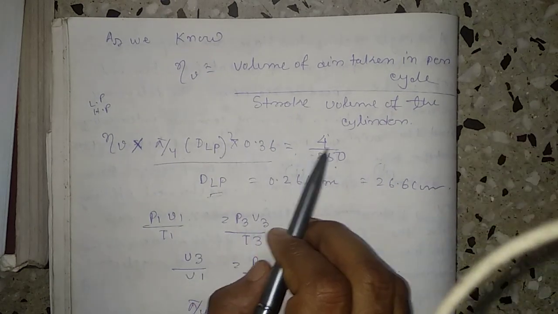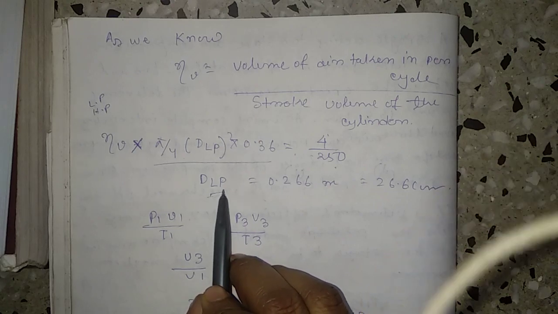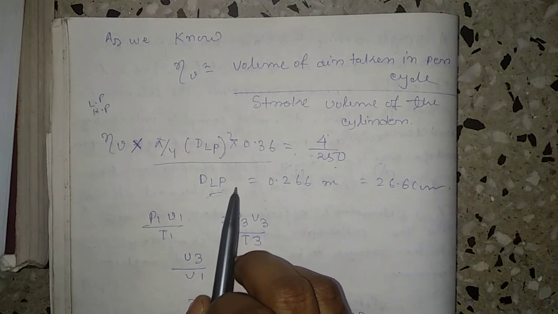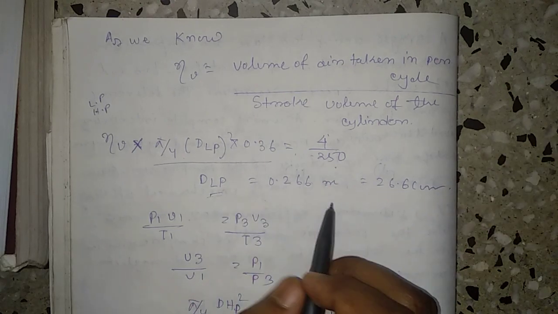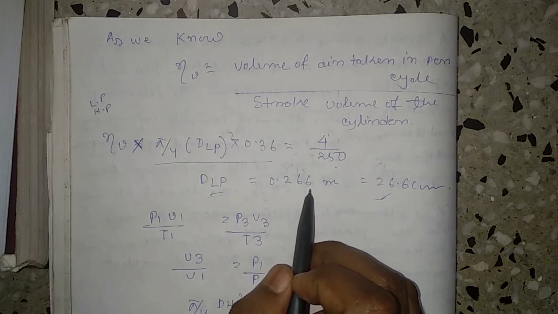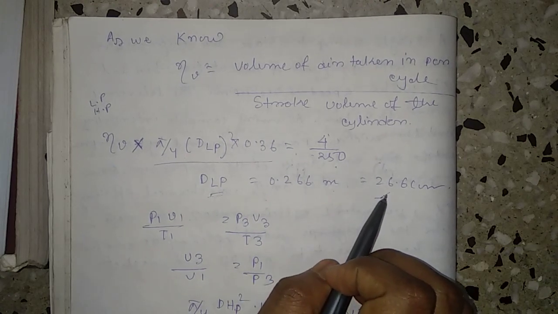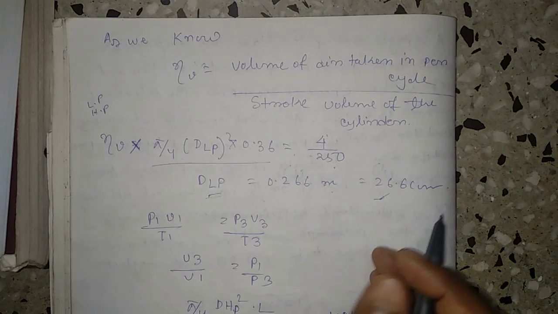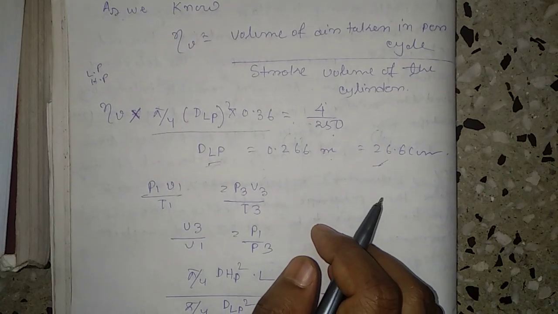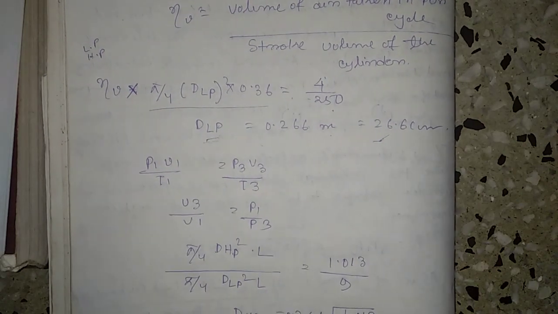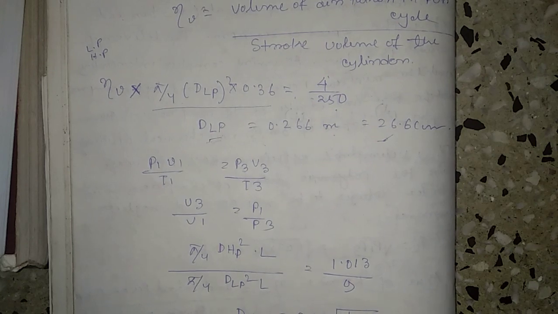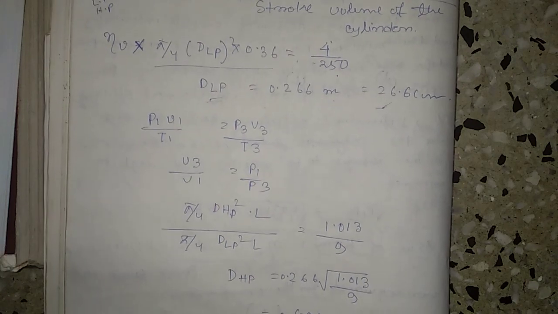Now all these terms are known to you, so from that expression you can calculate the diameter of the low pressure cylinder. Okay, this is the bore. So 0.266 meter, which is converted into 26.6 centimeter. Now you have to calculate the diameter of the high pressure cylinder.